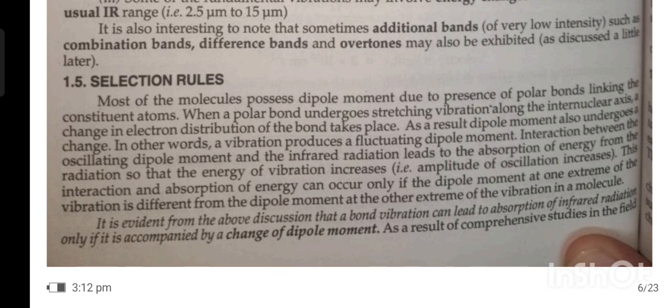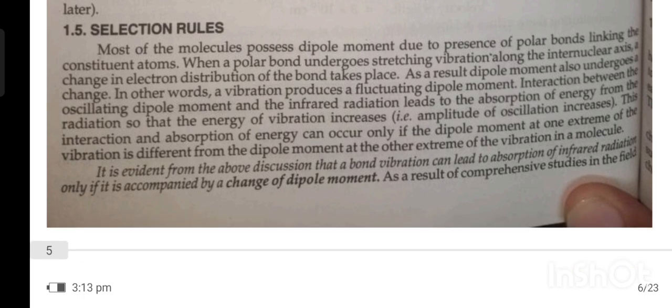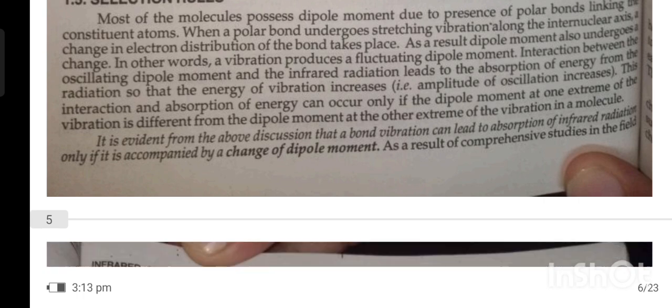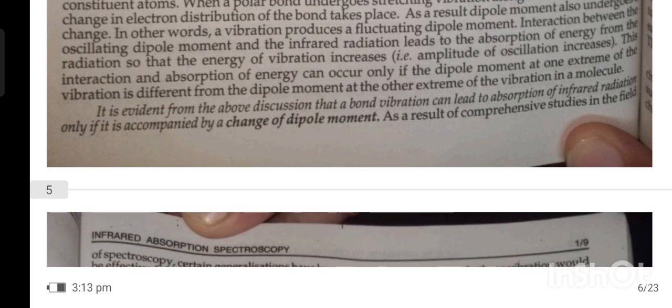Interaction between the oscillating dipole moment and the infrared radiation leads to the absorption of energy from the radiation, so that the energy of vibration increases and the amplitude of oscillation increases. This interaction and absorption of energy can occur only if the dipole moment at one extreme of the vibration is different from the dipole moment at the other extreme of the vibration in a molecule. It is evident from the above discussion that a bond vibration can lead to the absorption of infrared radiation only if it is accompanied by a change of dipole moment.